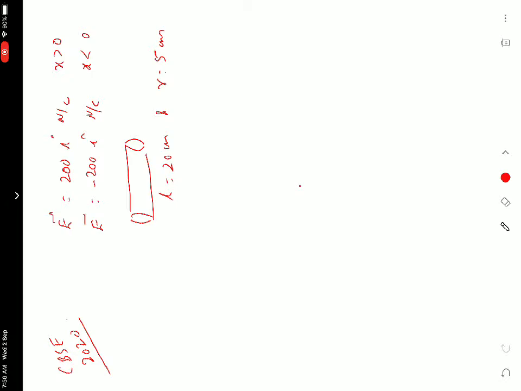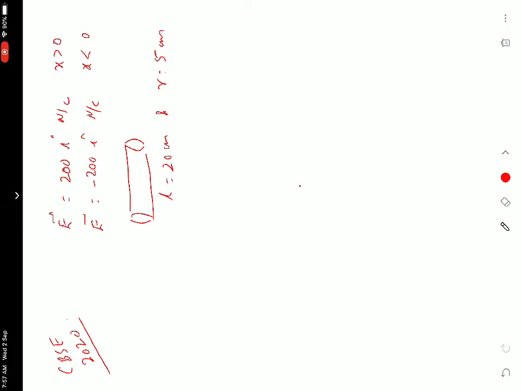You can calculate what is the total flux. After that, you have to find out what is the net flux of the cylinder including all the three surfaces, and what is the net charge inside of the cylinder. What is the total flux and what is the net charge inside of the cylinder. So this question is from this year CBSE paper.